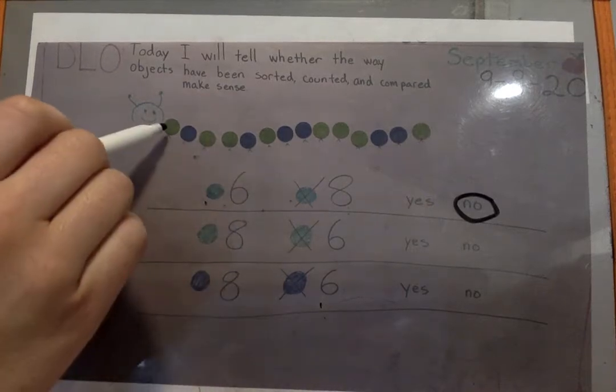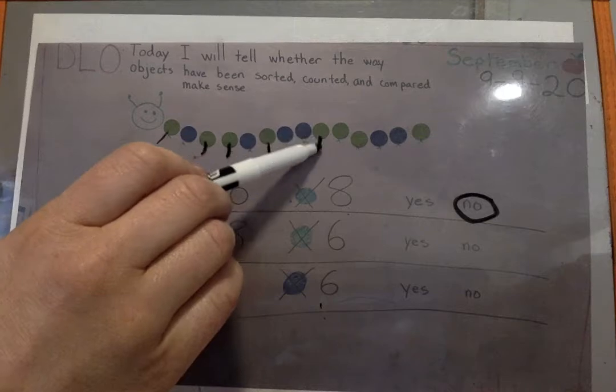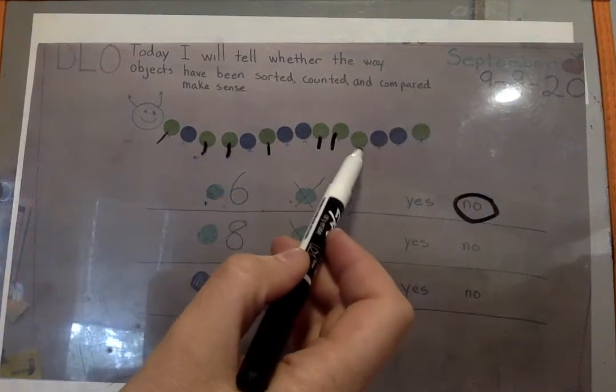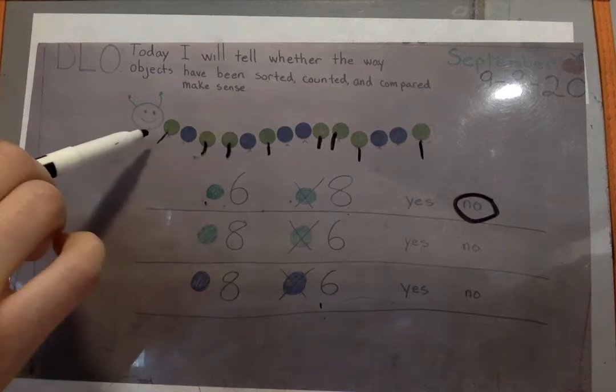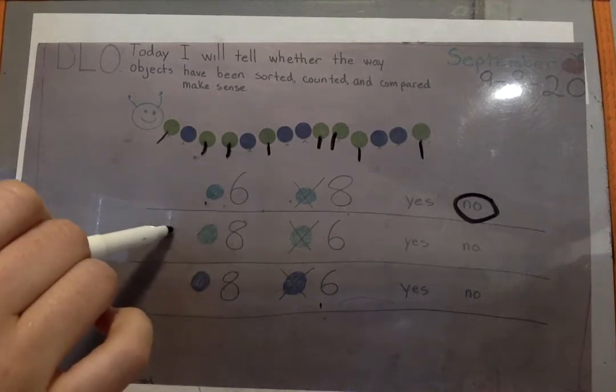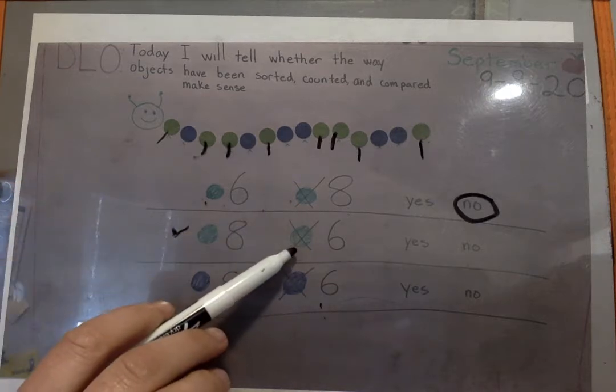Let's count. 1, 2, 3, 4, 5, 6, 7, 8. 8 green circles. Is that correct? It is. So I'm just going to put a little check mark. Ooh, yes, we know that is correct. Let's make sure this is correct too.